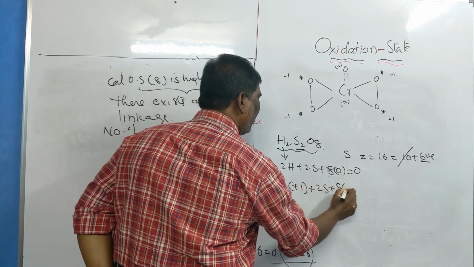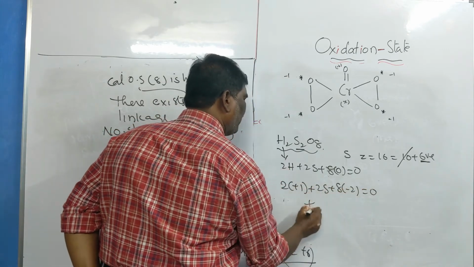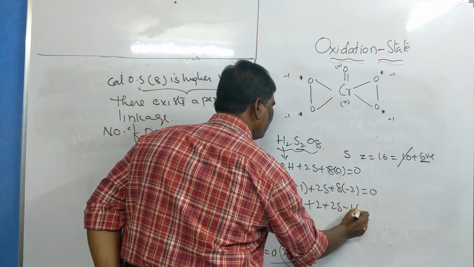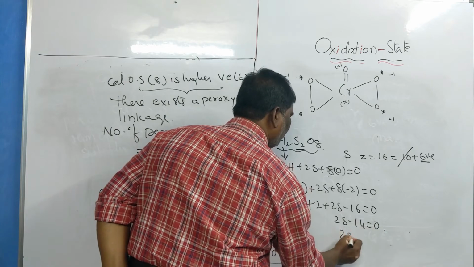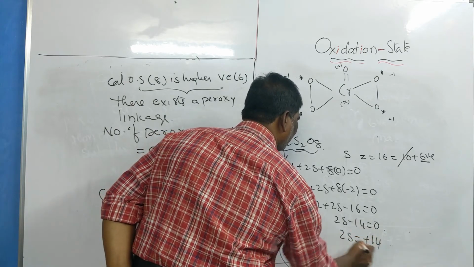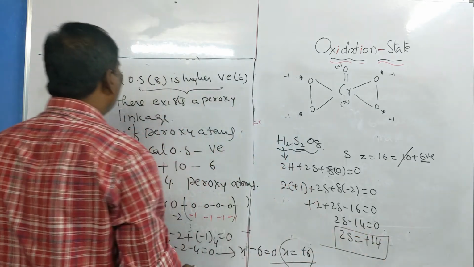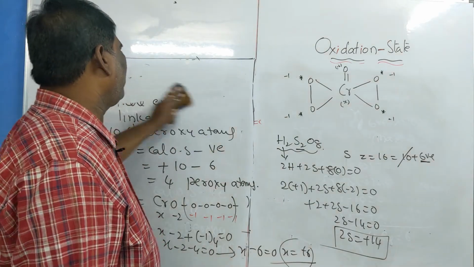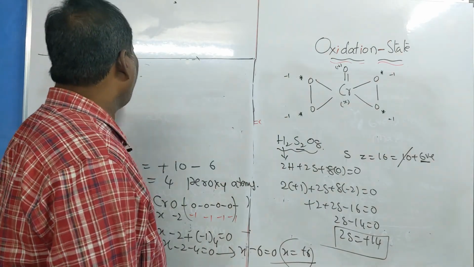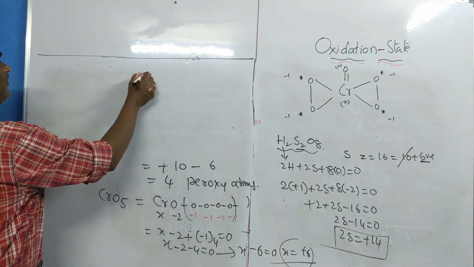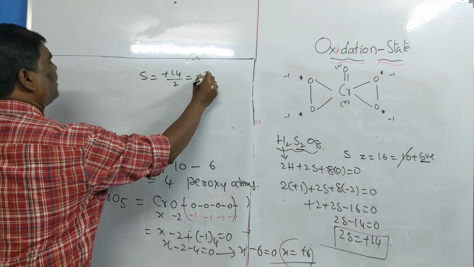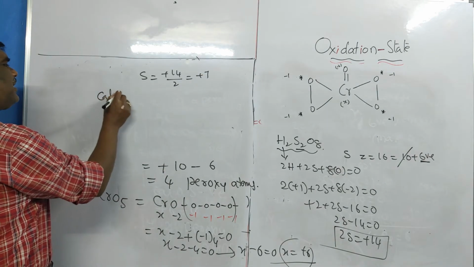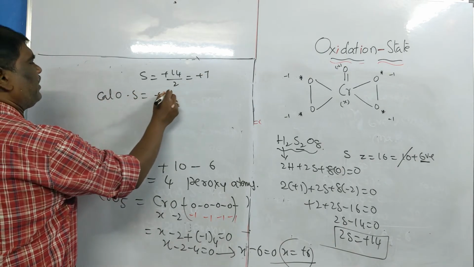So 8 into -2, plus 2, plus 2 sulfur, minus 16 equal to 0. 2 sulfur minus 14 equal to 0. For 2 sulfurs we expect plus 14. That means for one sulfur it is 7. So the calculated oxidation state is +7.